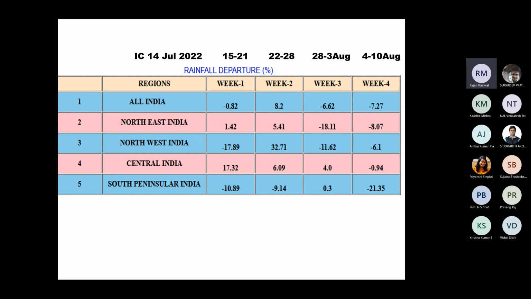Now, if you look at the weekly average prediction for the week of 15 to 21st, which includes tomorrow also, it's almost close to normal, minus 0.8%. And if you look at all the numbers, it's very close to the right number. So this prediction was correct. And the next week's prediction is plus 8%. We will see whether it comes true or not.